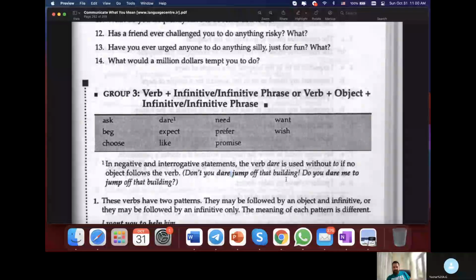Don't you dare jump off that building. Do you dare me to jump off?